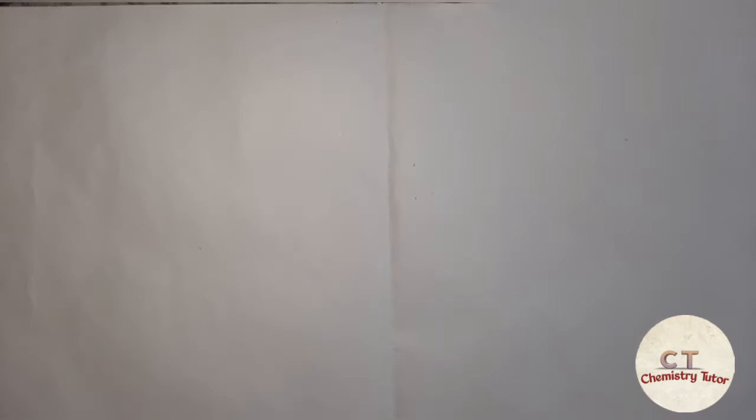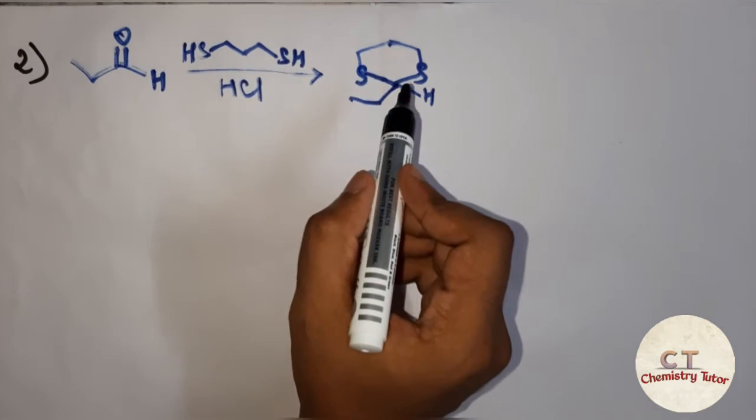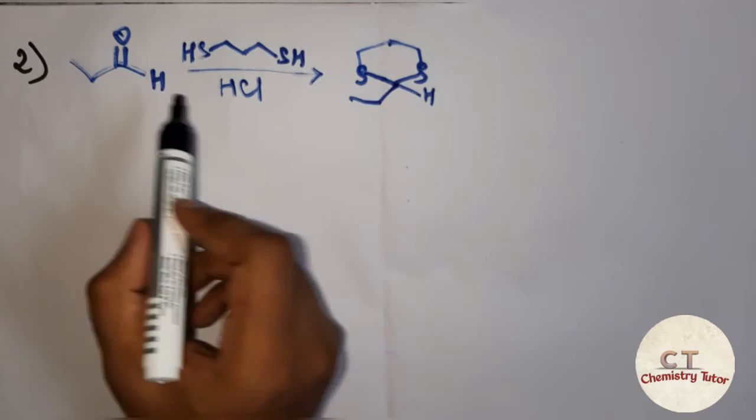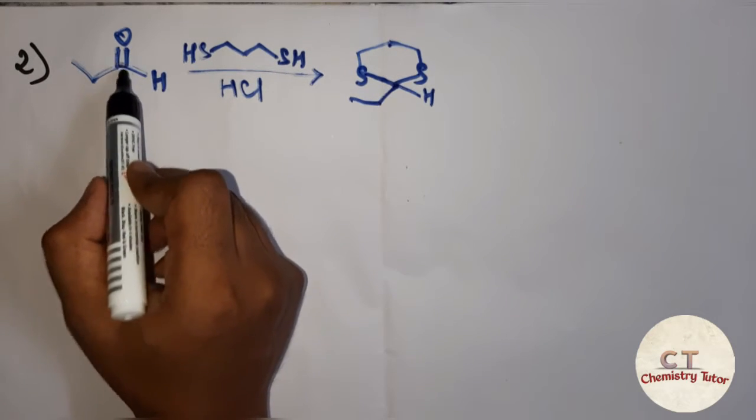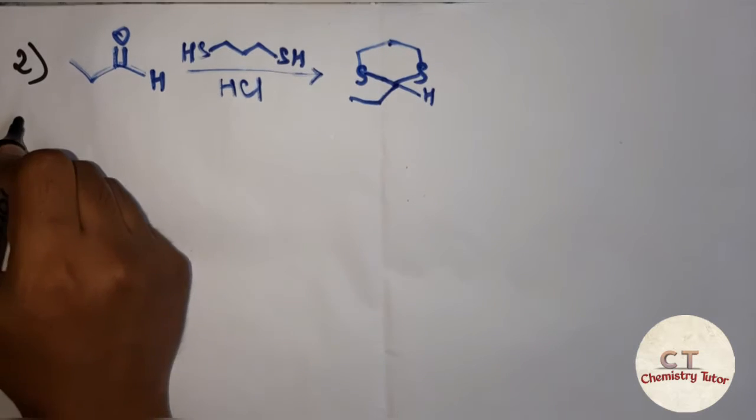Okay, now let's move to another example. In this question, from aldehyde to dithioacetal formation. For the aldehyde, it acts as a protecting group. Now how this forms, I will show you the mechanism behind it.